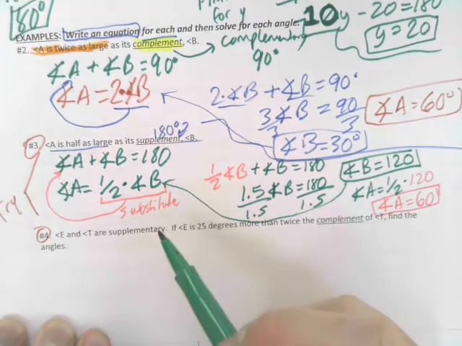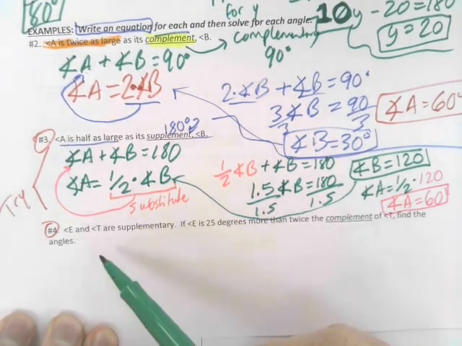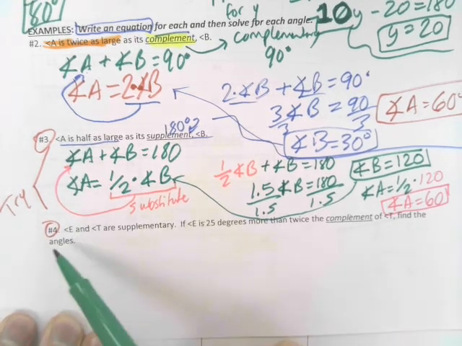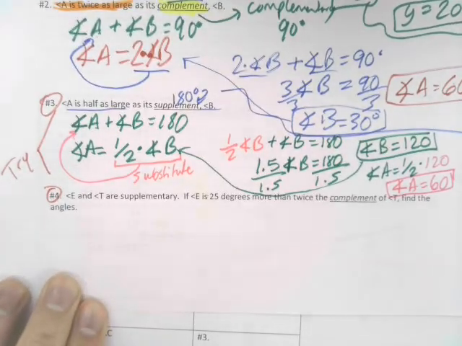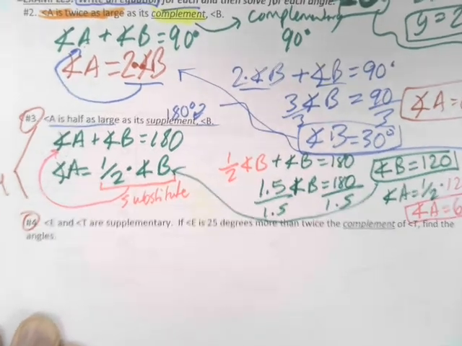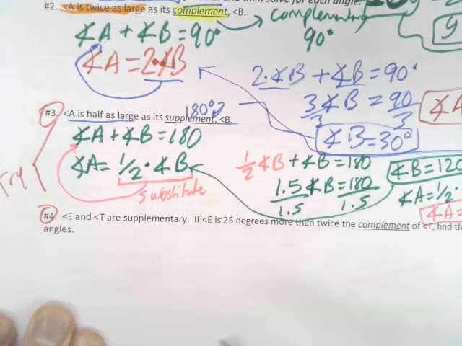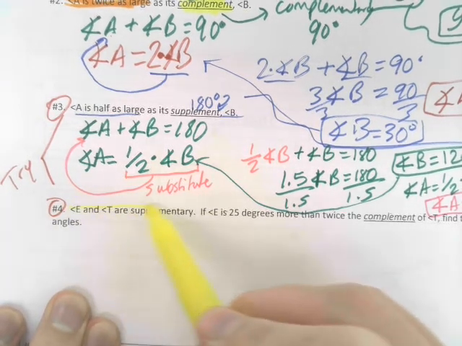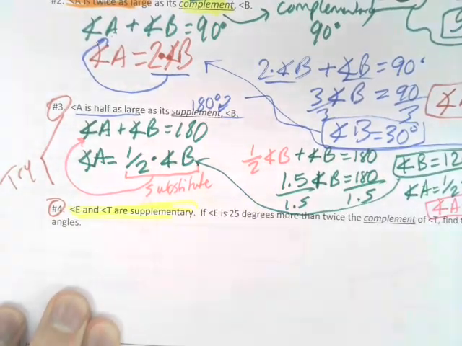Now, as far as the next hardest problem after number 1, it's probably going to be number 4. This is second place as far as difficulty goes. So let's really lock in here. Be very, very careful on this one. So the first step, pretty straightforward. E and T are supplementary.